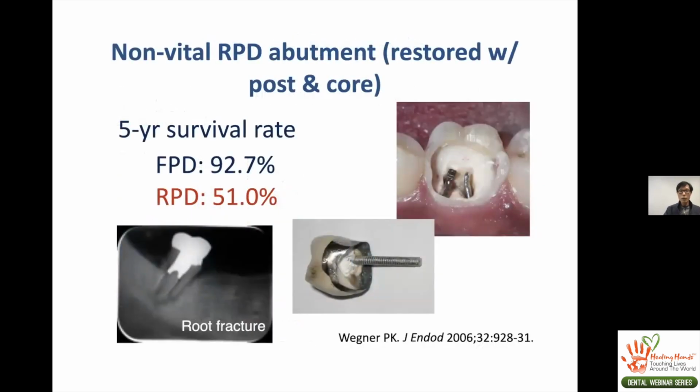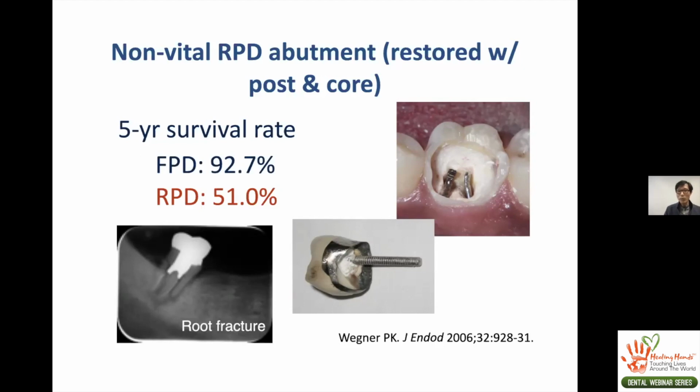The only interesting factor that we need to consider is if the tooth is vital or non-vital. And this study looked at, again, 5-year survival rate of the abutments of fixed partial dentures versus removable partial dentures. And if you look at this data, it is very interesting. 5-year survival for RPD abutment was only about 51% compared to 92.7% for fixed partial dentures, especially if the abutments were restored with the post and core.